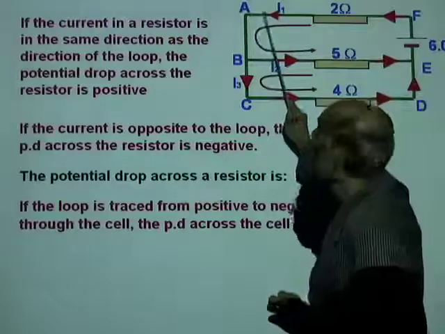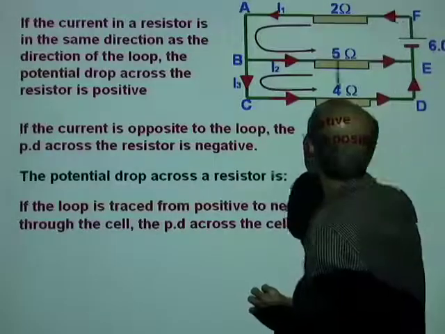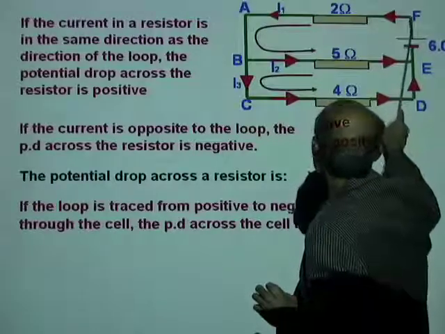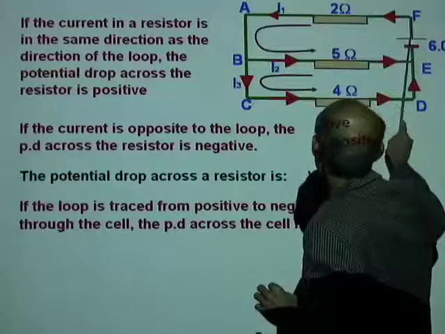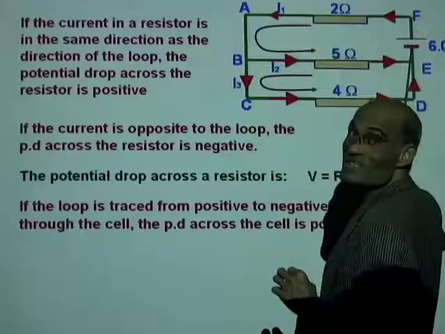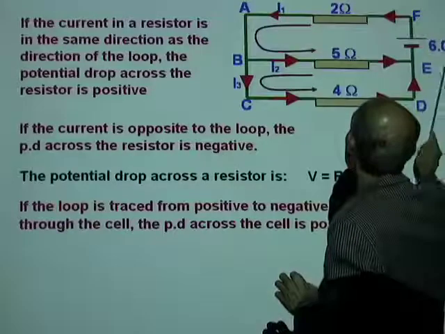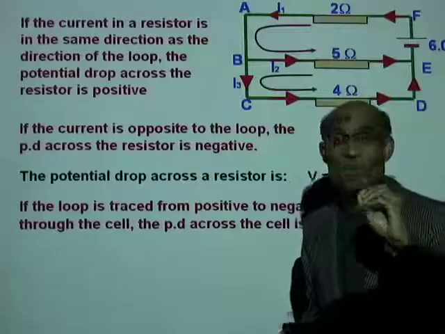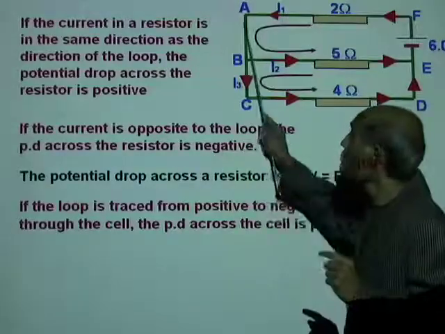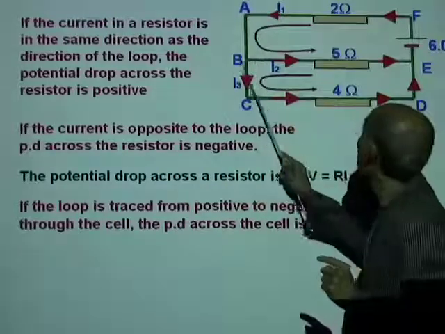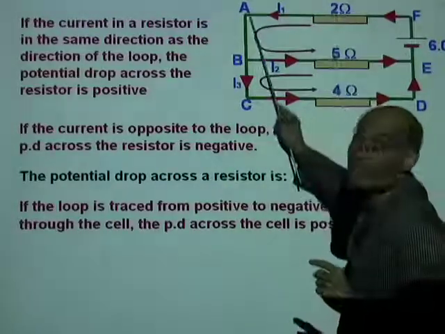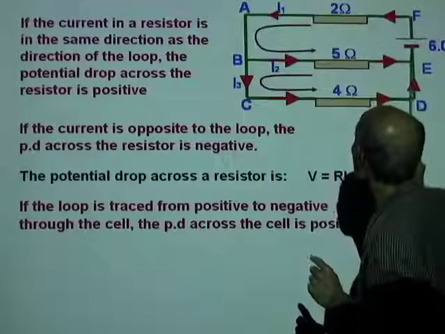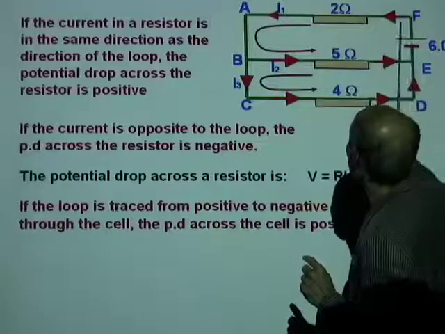For example, look at the cell here. If I trace this loop A, F, E, B, A, that loop is traced. Now when it comes to the cell, that loop is traced from positive to negative through the cell. That means its EMF or the potential drop across that cell is positive. On the other hand, if we are using this loop A, B, E, F, A, now how is this loop traced through the cell? It is traced from the negative to the positive.